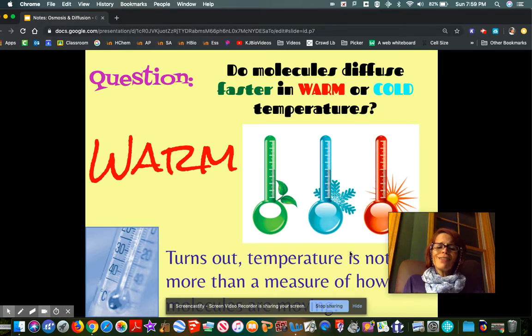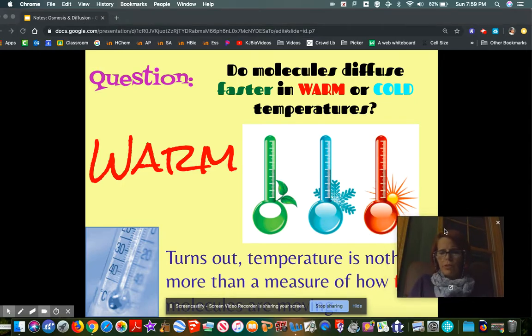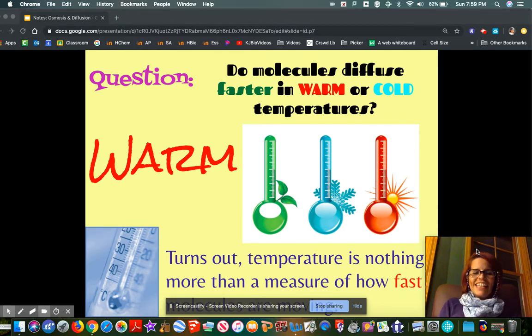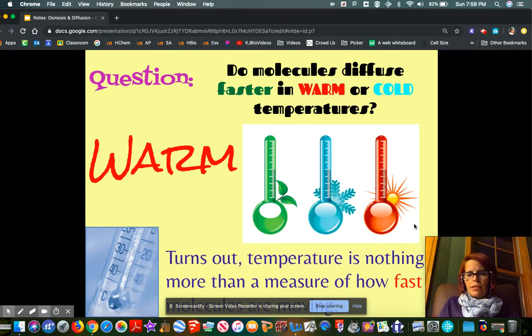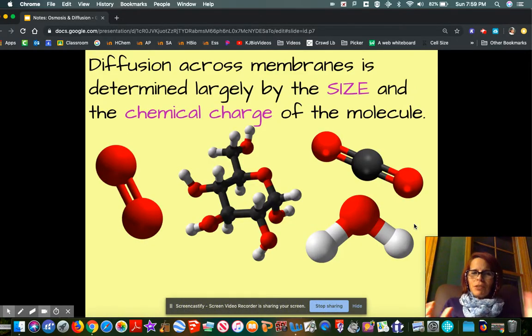And interestingly enough, that's all that temperature is. It's nothing more than a measure of how fast molecules are moving. So when you sense that something is warm, it's because molecules are hitting your face or your hands quickly. And if you sense that something is cold, you're sensing less motion. That's all temperature is, how fast molecules are moving. All right, so what determines what can diffuse?